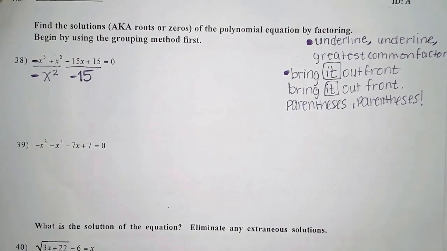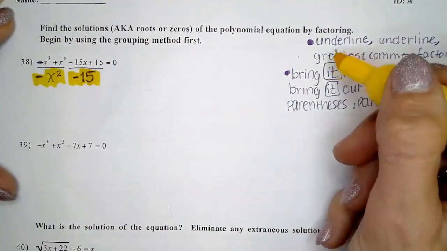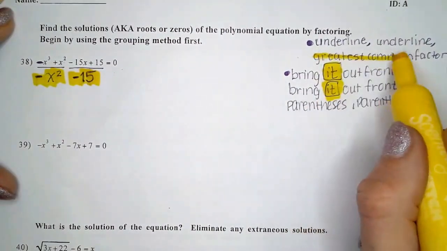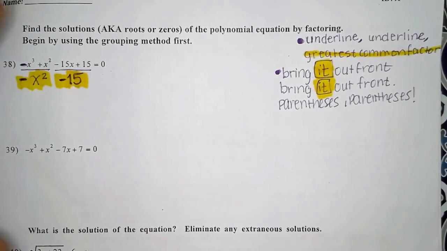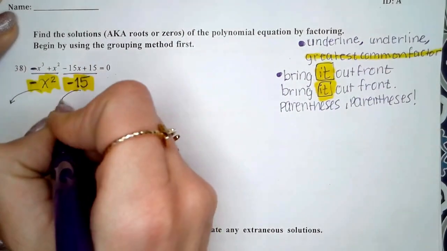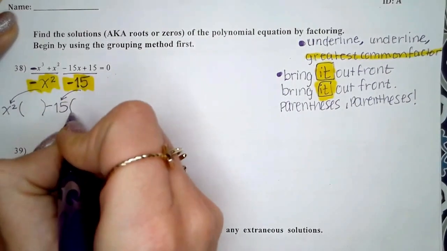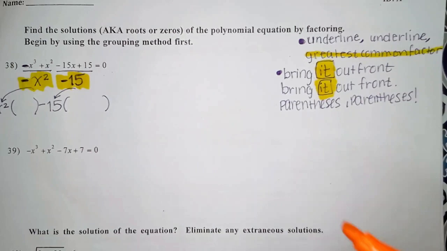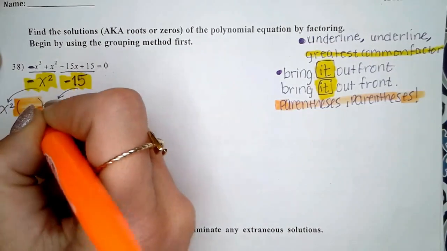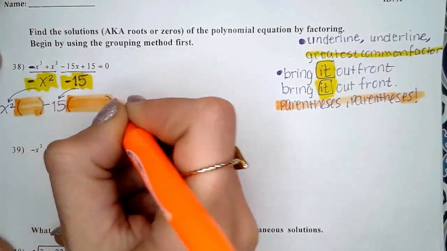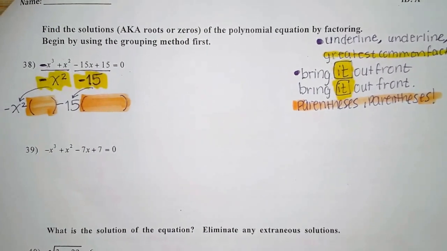Okay, so I'm going to go over here, and that's it that we're talking about. And then I'm just going to highlight greatest common factor in yellow as well. Okay, from here, bring it out front, bring it out front. So that means negative x squared, negative 15, parentheses, parentheses. So for the parentheses part, it's just setting up that you have parentheses made. Okay? Next. Oop, I cut it off a little. Forgive me.